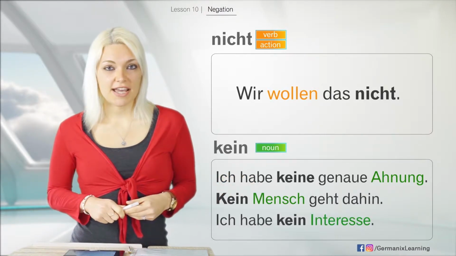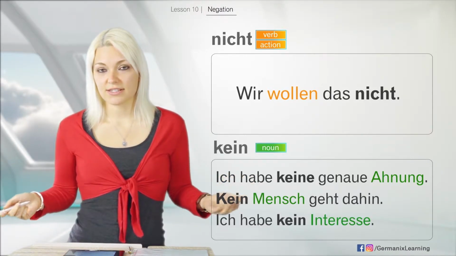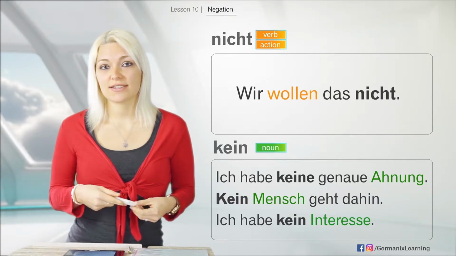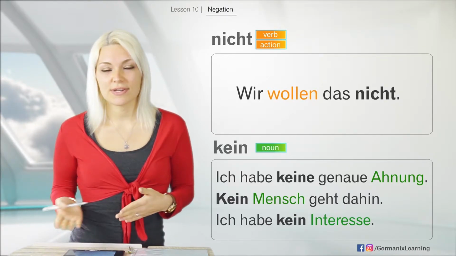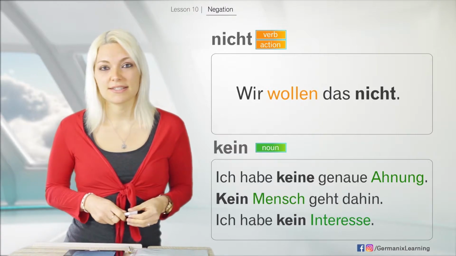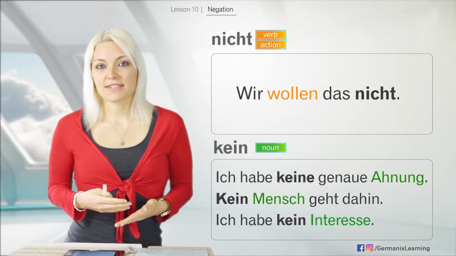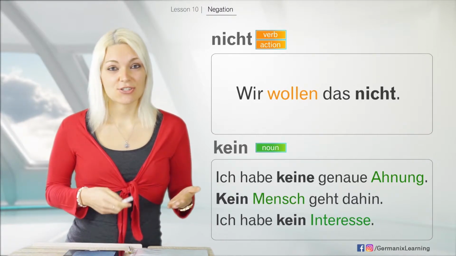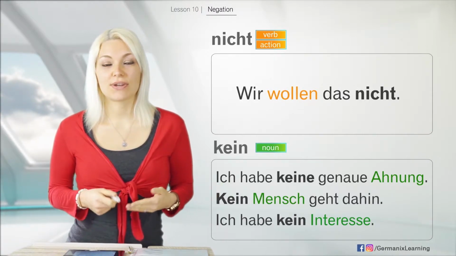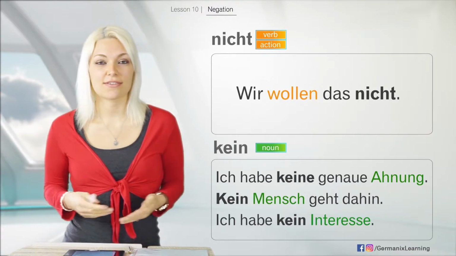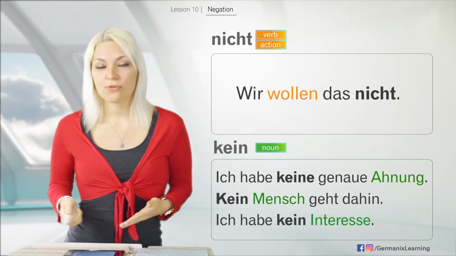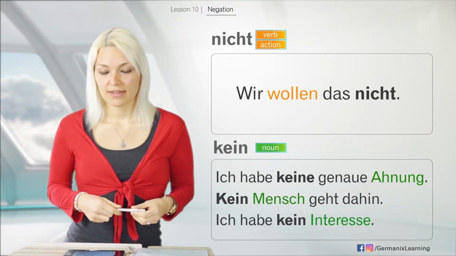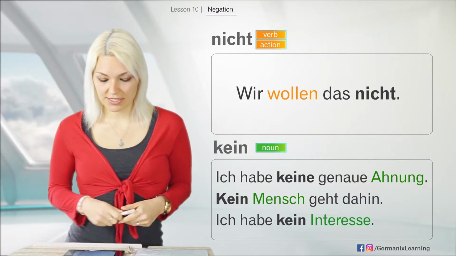Or, ich habe kein Interesse. I'm not interested. In this case, the English translation is not, because in English we negate the verb to be, but in German we have this noun, Interesse, because to be interested translates into Interesse haben, so it's got nothing to do with the verb to be. So we use kein. Ich habe kein Interesse. I am not interested.